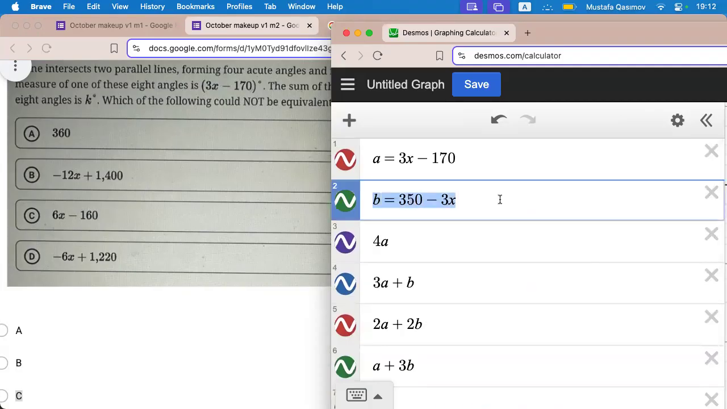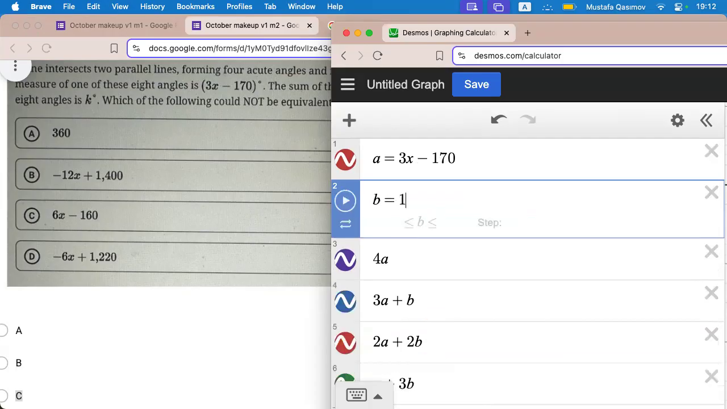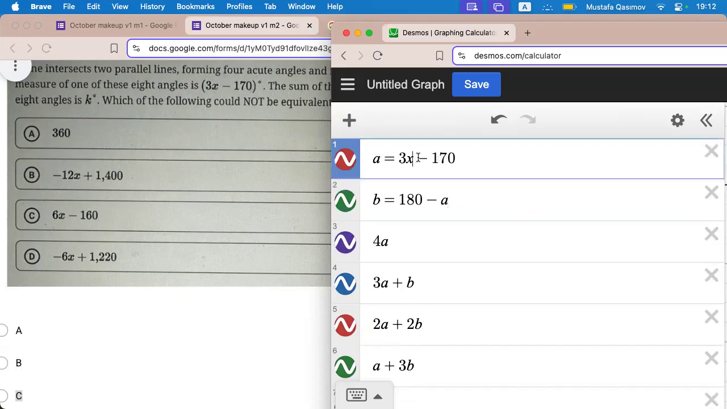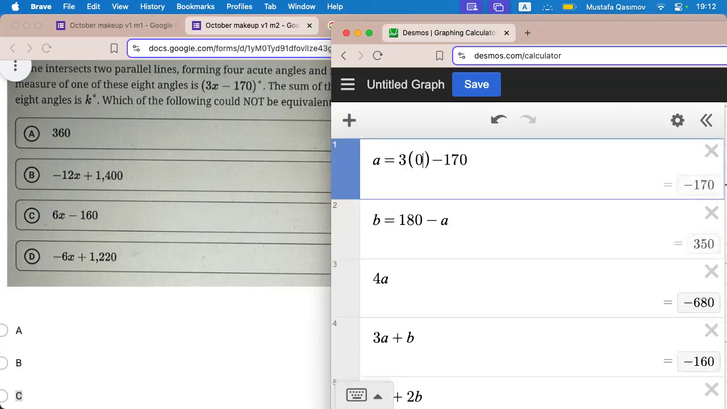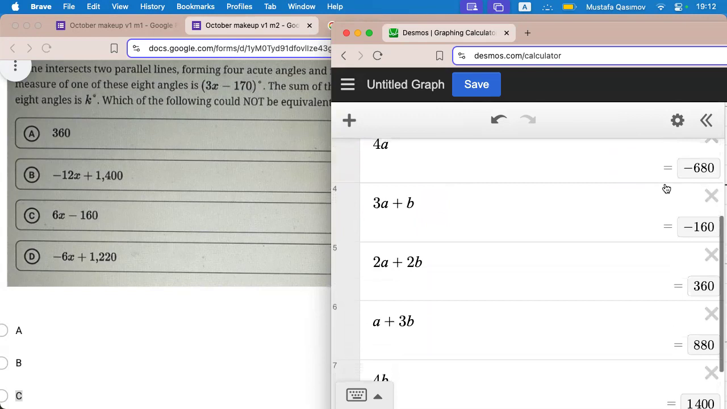Baxın, let's say we have acute angle and obtuse angle. Let's say A is equal to 3x minus 170. Then B automatically equals 180 minus A. Sonra da x'in yerinə 0 yazın. Right, instead of x, 0. Then you will get the value of A, the value of B, like that. Then write 0 instead of this x.